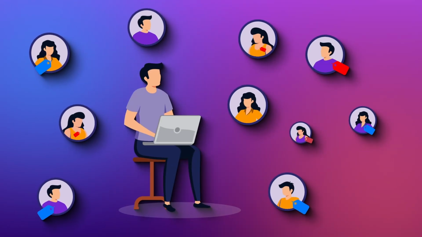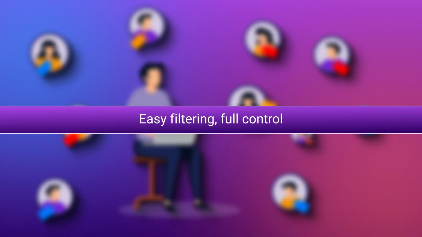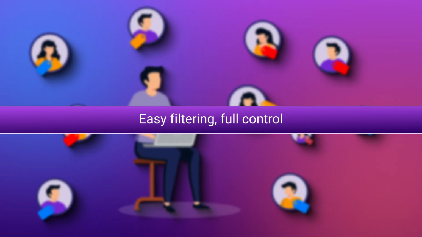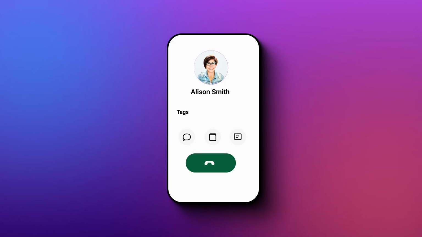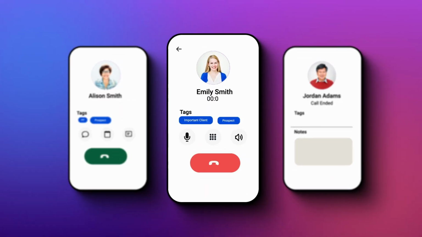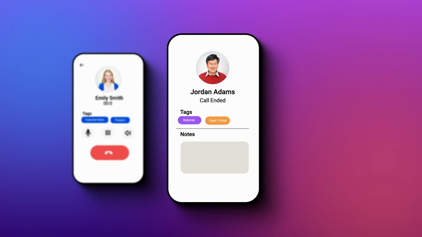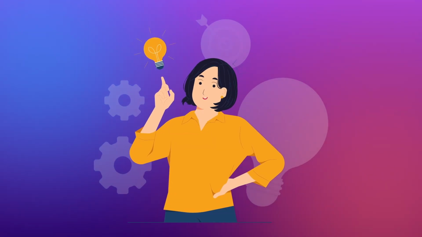Label leads as you need and filter them to use with ease and convenience, all inside your phone app. The best part? KrispCall lets you create tags before, during, as well as after all calls. Are you ready to learn how to do it step by step?